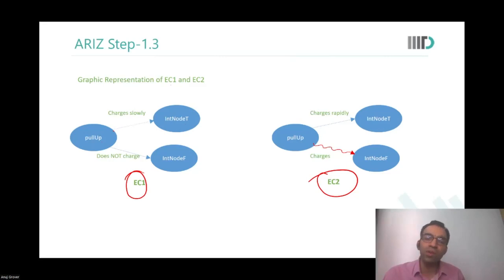But over here in this particular example, it is very simple. Because there is a harmful function in the second engineering contradiction, we don't even consider it. We simply pick up the first one. Is that okay?